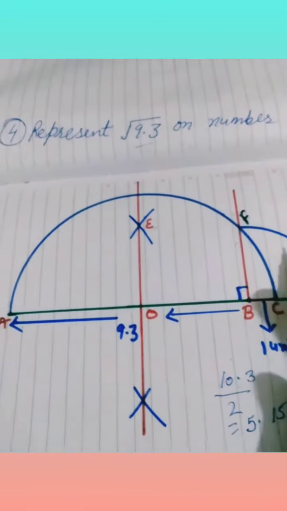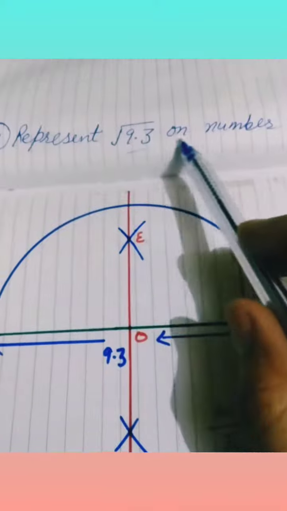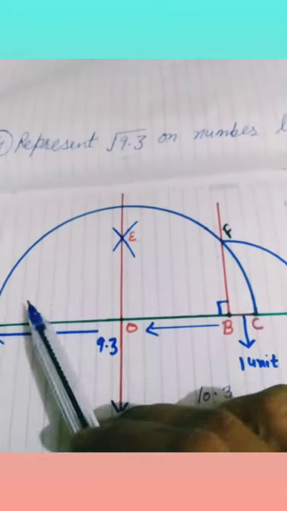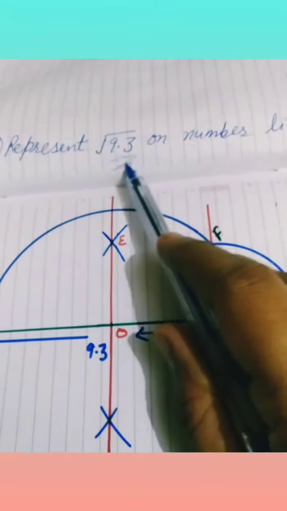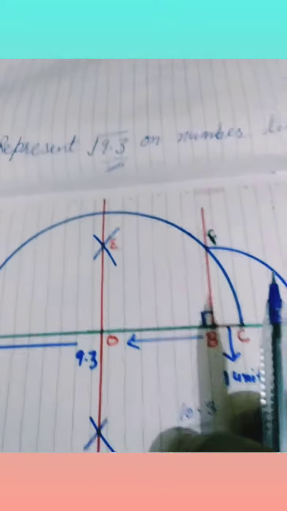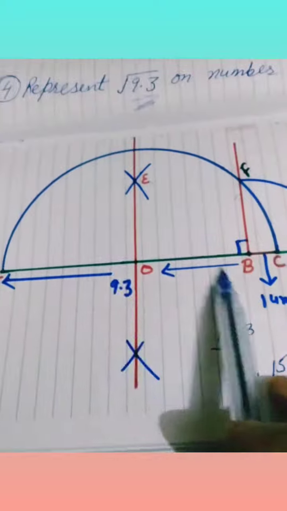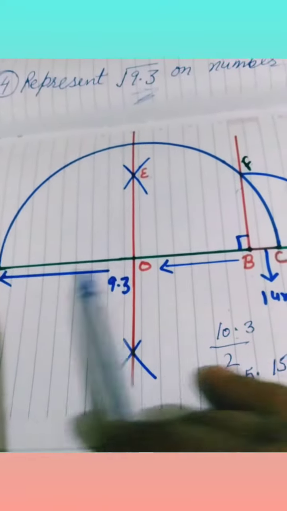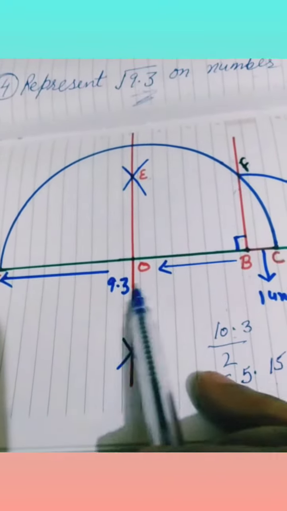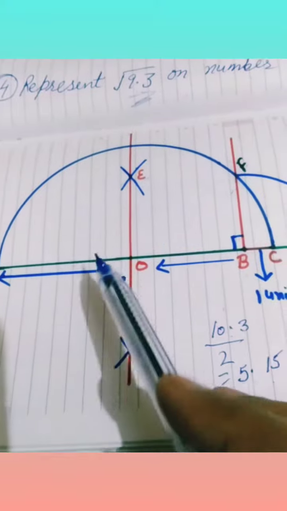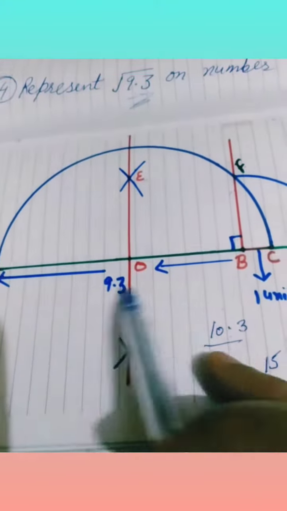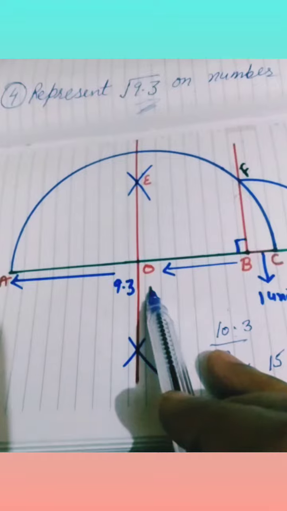Then question number 4 is, represent under root 9.3 on the number line. We have to represent under root 9.3 on the number line. How will we do this one? First of all, we will take AB equal to 9.3 distance. Here is not written any centimeter or meter. Therefore, we will simply take AB equal to 9.3 distance.